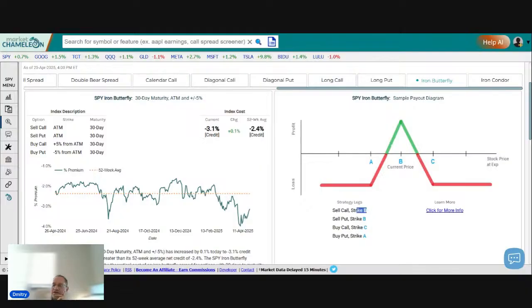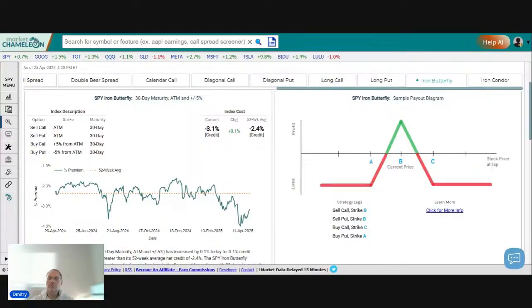You're looking at selling a call with a strike price of B, which is right where the spot price is, selling a put with a strike price of B. So you're selling an at-the-money straddle, and then you're buying an out-of-the-money call, strike C, and you're buying an out-of-the-money put, strike A. And what this does is, if you're selling a straddle, and then you buy the wings, the outside wings, this protects you from unlimited losses to the upside or to the downside.